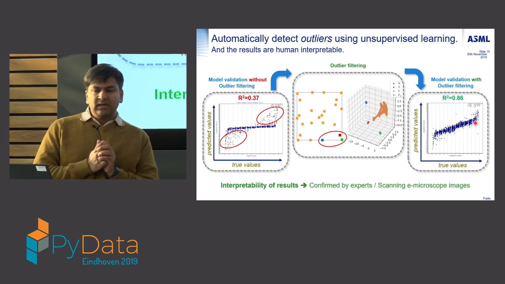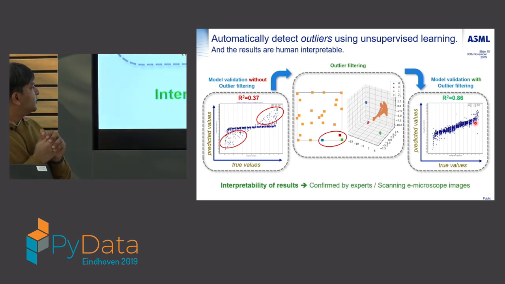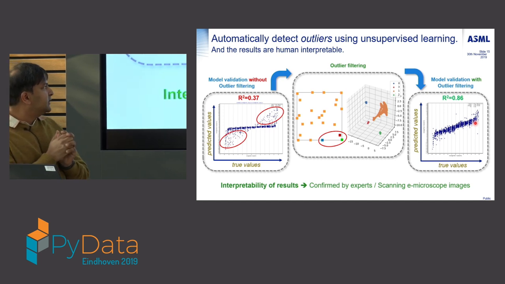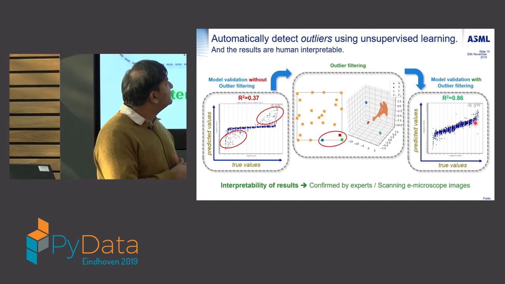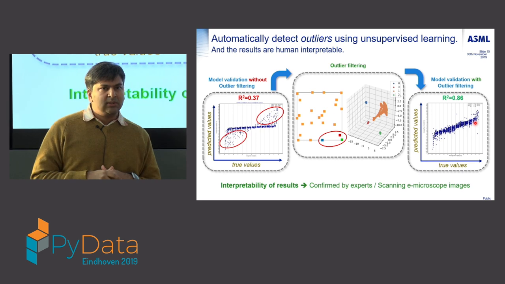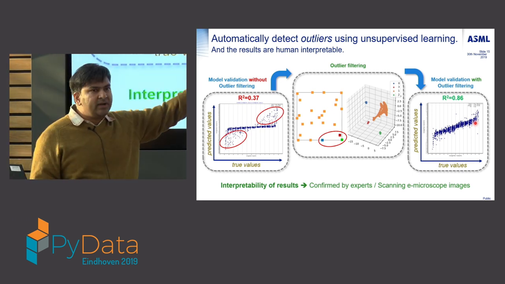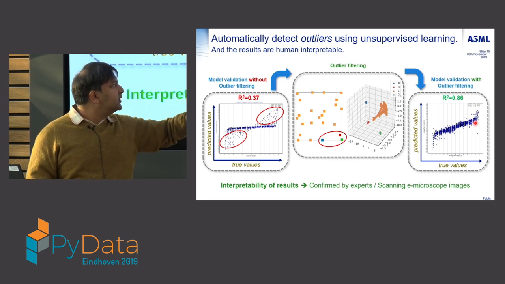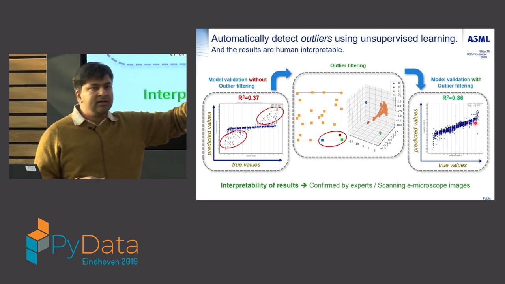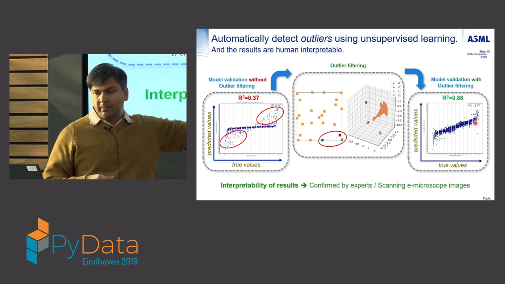What is important typically at ASML is to have good interpretability of your results. So here, in fact, this was confirmed by experts by looking at scanning electron microscope images, that these were indeed very different structures that you were trying to measure. And they indeed show up, of course, differently in the UMAP embedding.